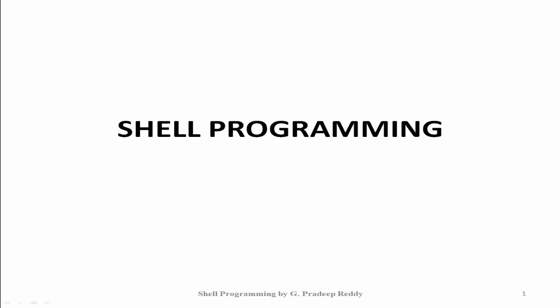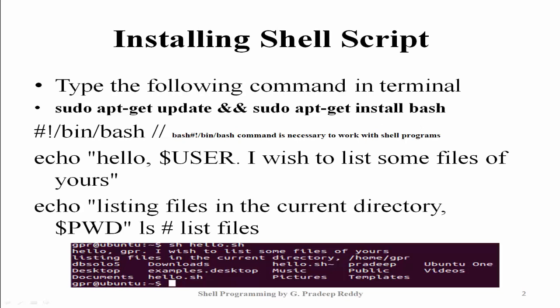Today we are going to discuss shell programming: how to install a shell script in Linux. If you want to install the shell, you have to use the command sudo apt-get update and sudo apt-get install bash. Bash stands for Born Again Shell.